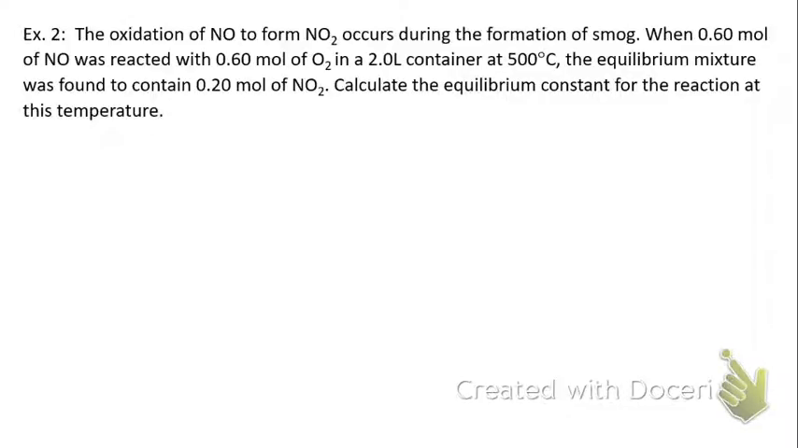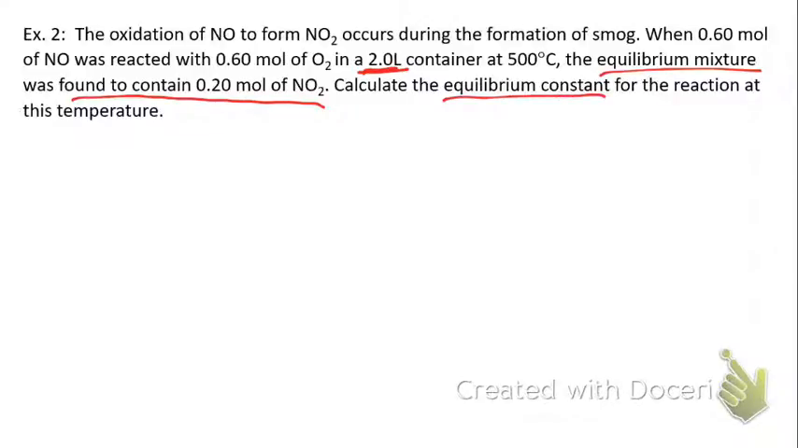According to problem number 2, the oxidation of NO to form NO2 occurs during the formation of smog. We start out with 0.06 moles of NO reacting with 0.06 moles of O2 in a 2-liter container. We have to remember it's a 2-liter container now, not a 1-liter, so we have to figure out our concentrations for a 2-liter container. At 500 degrees C, the equilibrium mixture was found to contain 0.20 moles of NO2, and they want you again to calculate the equilibrium constant for this reaction.